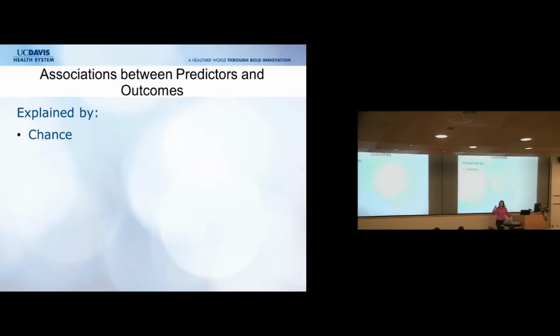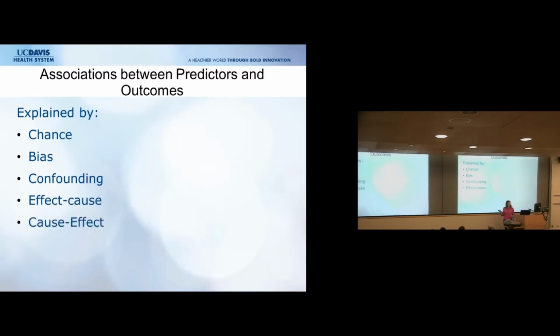But by having a large sample size, you can minimize the effect of chance. Bias, which we've talked about already extensively, can certainly influence these results, okay? Confounding, which we're going to talk about in a little more detail in just a second, definitely can influence this result. And cause and effect certainly can establish a relationship between predictors and outcomes.